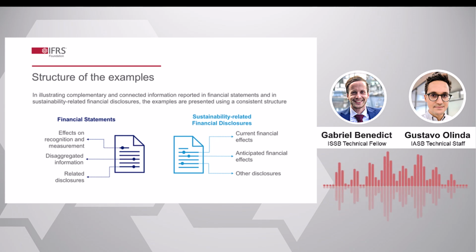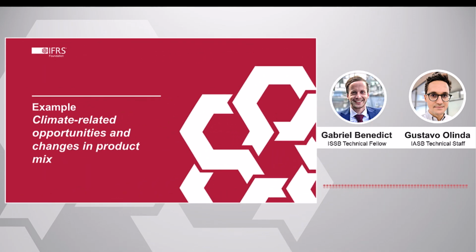As I mentioned before, in discussing information reported in the sustainability-related financial disclosures, we will focus on current and anticipated financial effects related to the climate-related risk or opportunity, and other disclosure requirements that are of particular interest in the fact patterns discussed in illustrating complementary and connected information with the related financial statements. So let's move on to our second example.